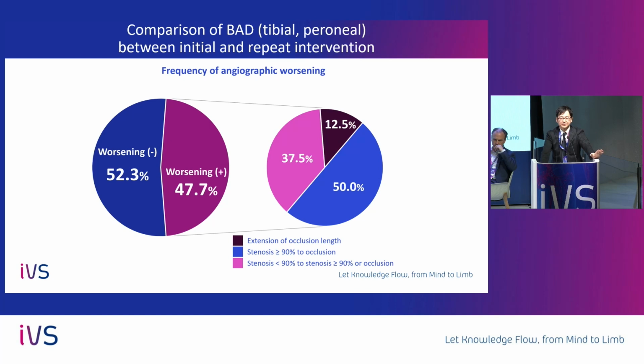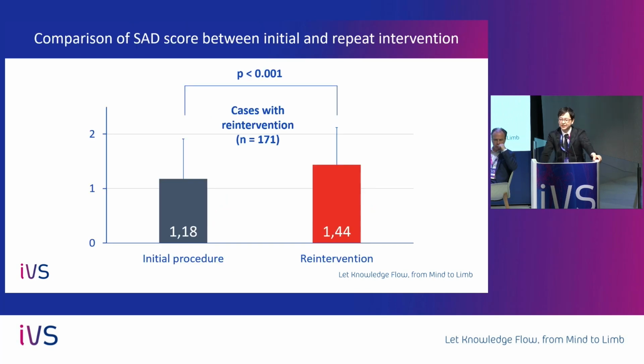So here's a comparison of the below the ankle big artery disease condition between the timing of the initial and the re-intervention. Approximately half resulted in angiographical worsening when re-intervention was done. Interestingly, in cases with re-intervention, half worsened from stenosis to occlusion at the re-intervention timing. When comparing the SAD score between the initial treatment and the re-intervention, there was a significant worsening of the SAD score during the re-intervention.